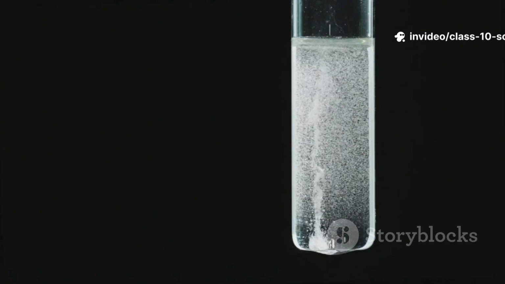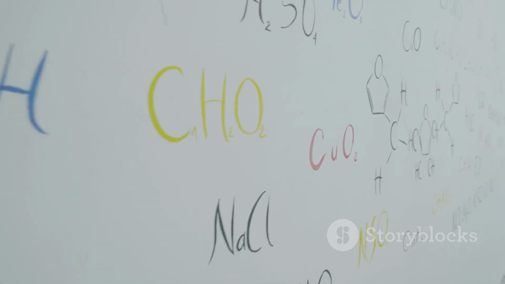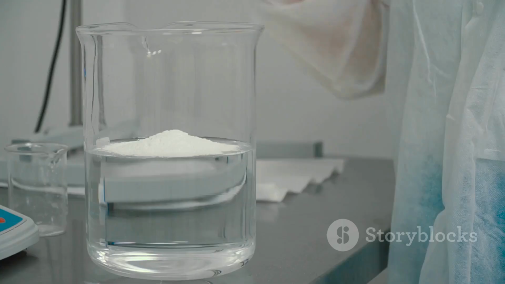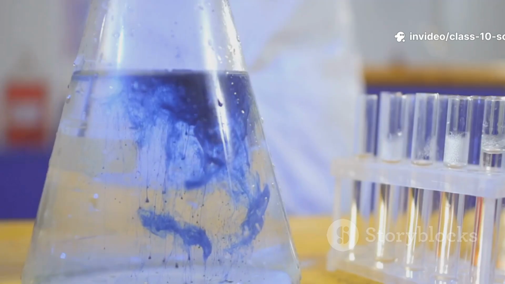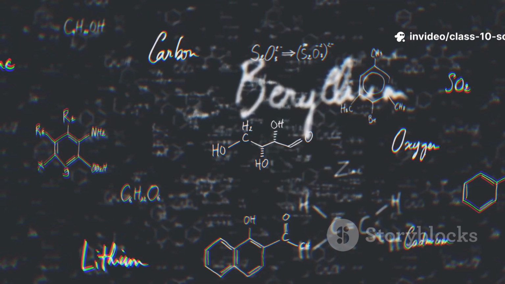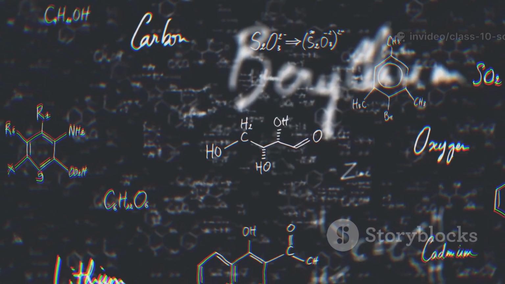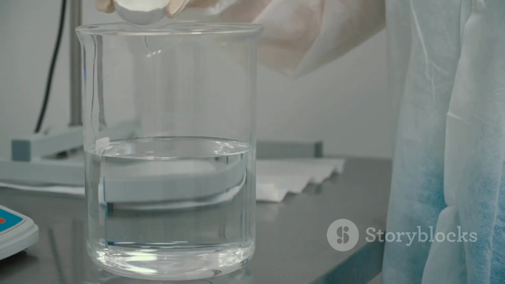Double displacement reactions involve two compounds swapping ions, AB + CD → AD + CB. Often one product is insoluble, a precipitate. Mix sodium sulfate and barium chloride solutions, Na2SO4(aq) + BaCl2(aq) → BaSO4(s) + 2NaCl(aq). A white solid barium sulfate forms and settles.